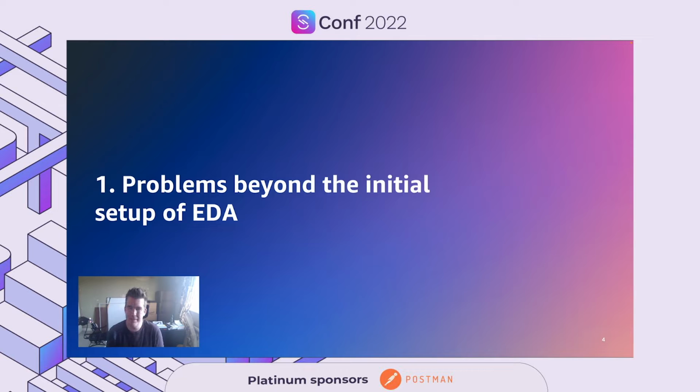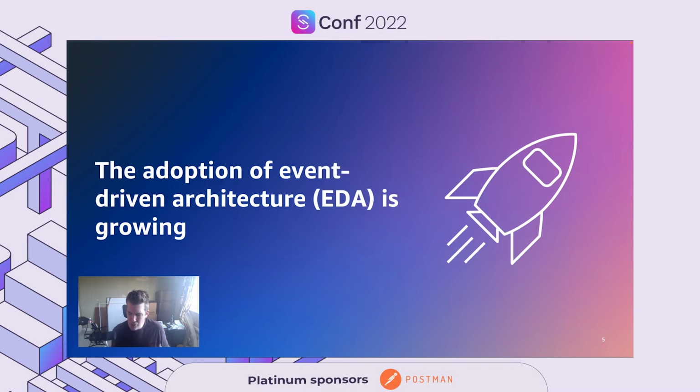So let's dive into this talk and talk about the problems of event-driven architectures beyond that initial setup, and things that you might see, and maybe some of these things might resonate with you. As you look around in the community at the moment, you can see the adoption of event-driven architecture is growing. More and more people are using it, more and more solutions are being developed with this event architecture in mind.